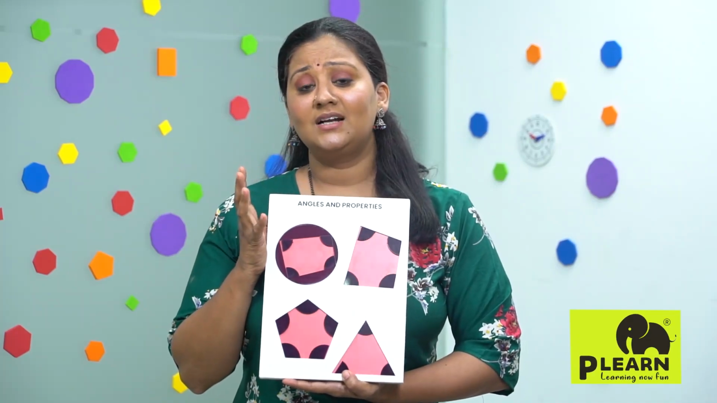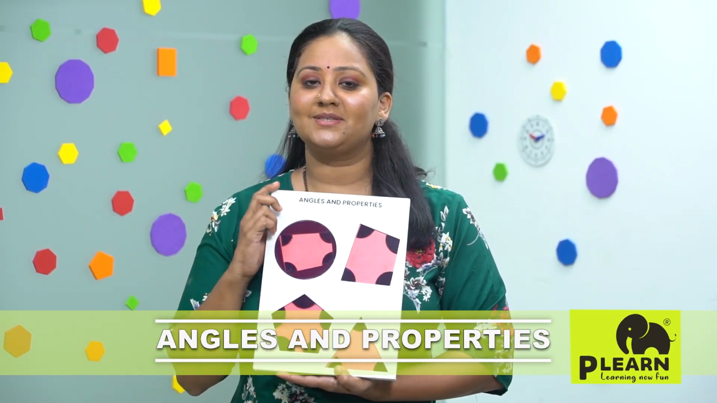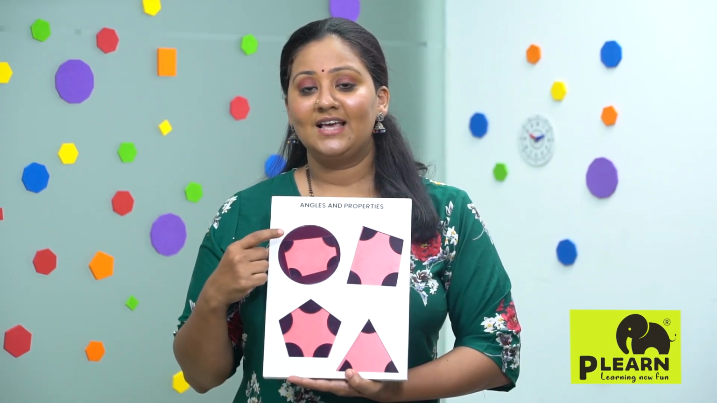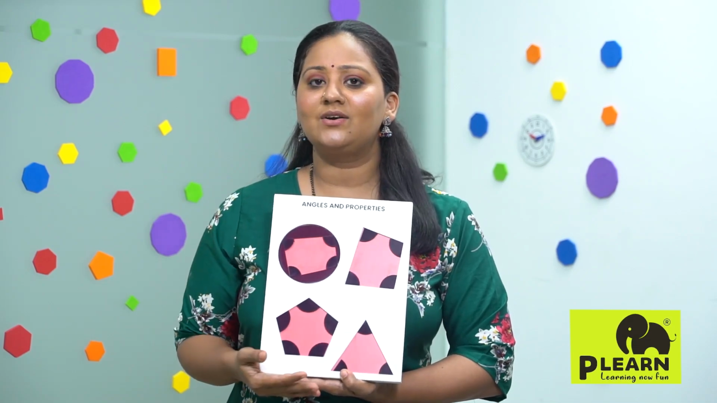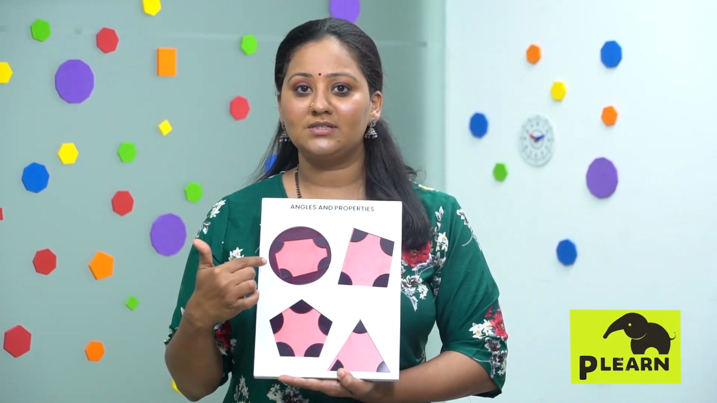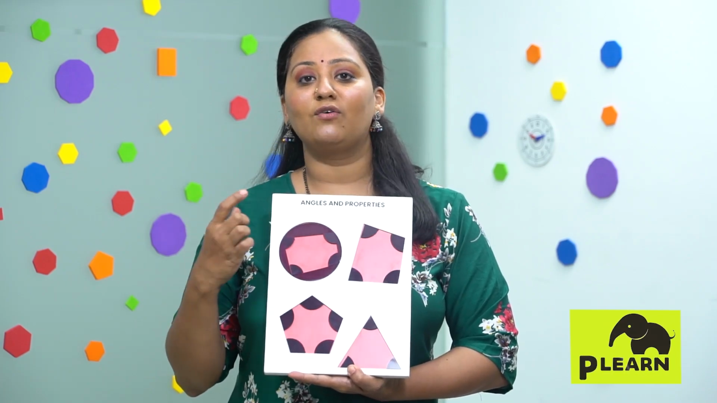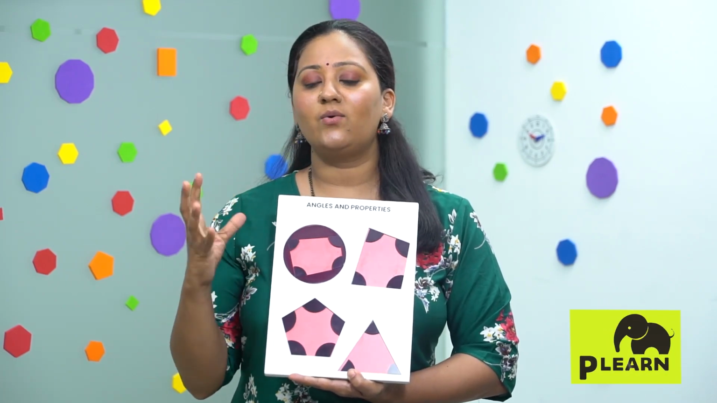Properties. Let's understand angles and their properties in different shapes, like you can see in this lab equipment. Let's look at this. The first shape here is a cyclic quadrilateral. What is a cyclic quadrilateral? All the four vertices of a quadrilateral touch the circumference of the circle. Such a quadrilateral is called a cyclic quadrilateral.